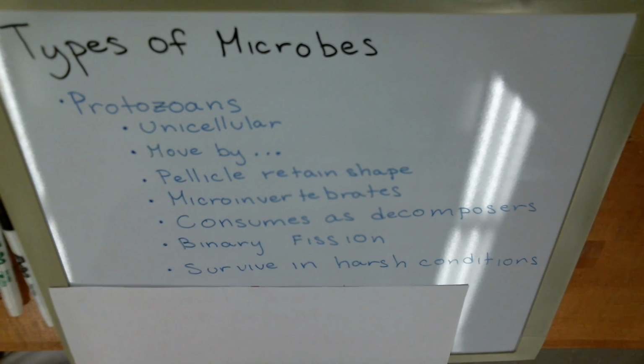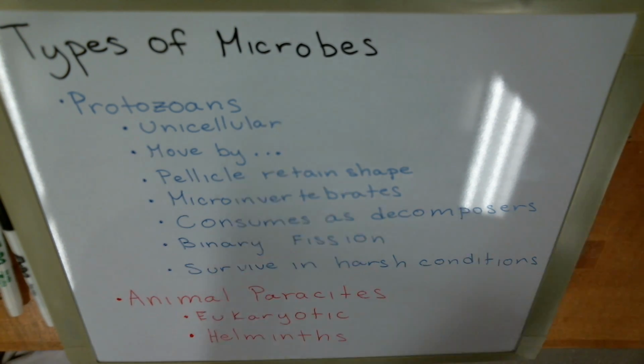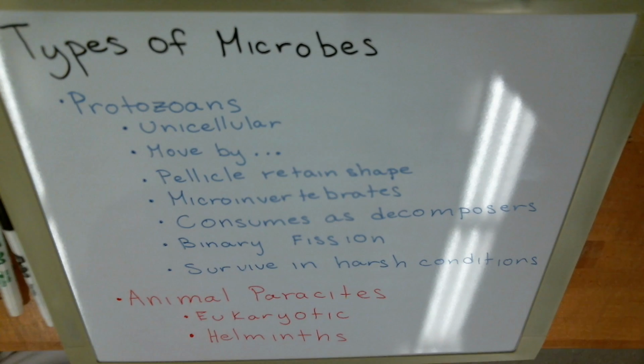Now, the last microbe that we're going to look at are parasites, and these are eukaryotic beings, and they're classified as helminths. What they do is they weaken the host overall by stealing the nutrients from them. So it's kind of like they're siphoning out the nutrients before they can be useful for the host.